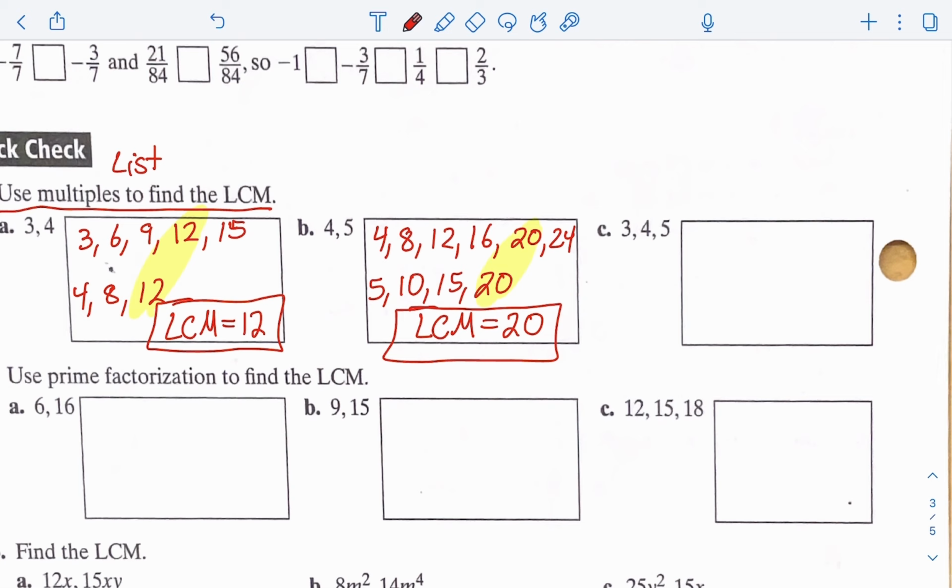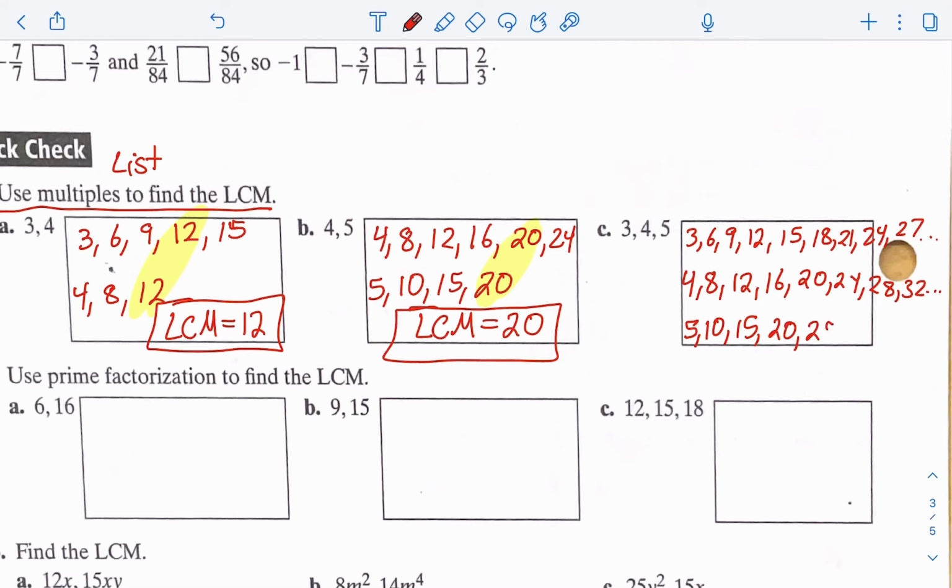All right, the next one we have lots of lists. So for 3, we have 3, 6, 9, 12, 15, 18, 21, 24, 27, and we're gonna let it just keep going for a minute. 4, 8, 12, 16, 20, 24, 28, 32, and we're gonna let it keep going for a second. 5, 10, 15, 20, 25, 30, 35.